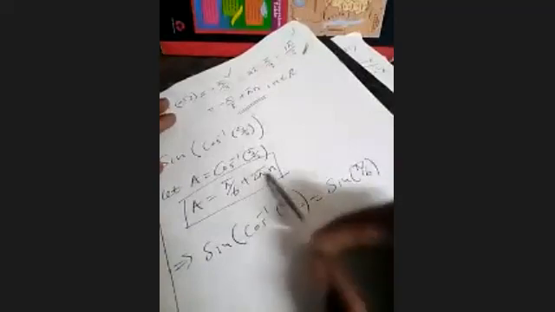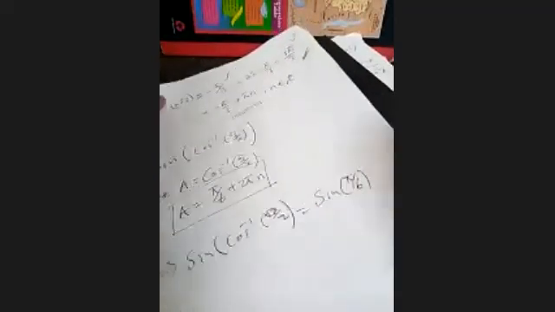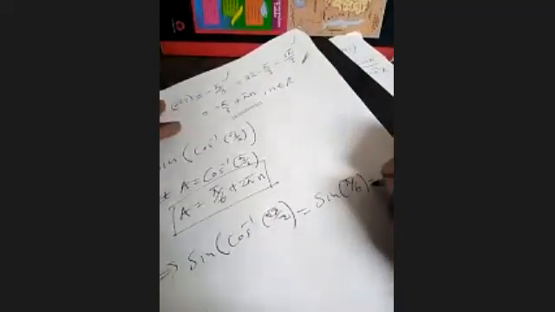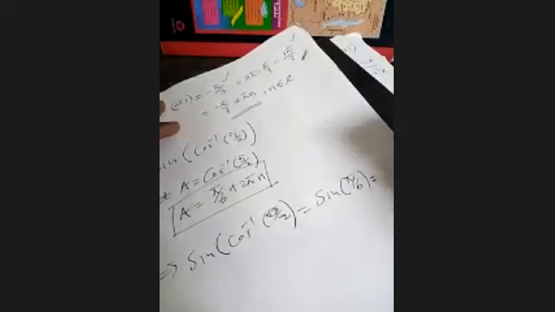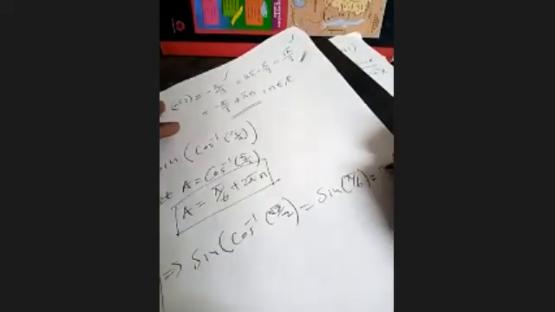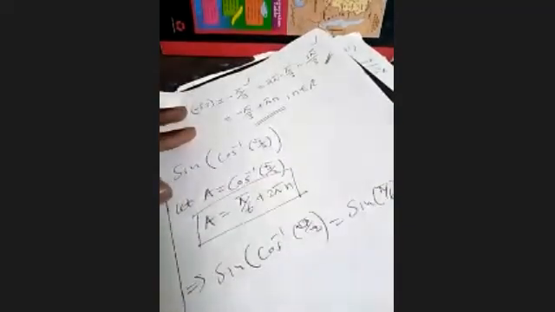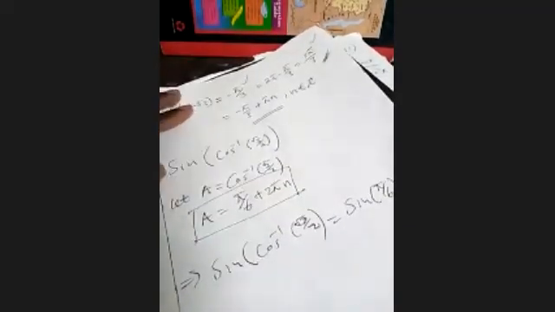You could pick any other angle, okay? It will still be the same thing because you're getting the same y value. So what is sine 60? Root 3 over 2. So in this case, that's the value we are getting.